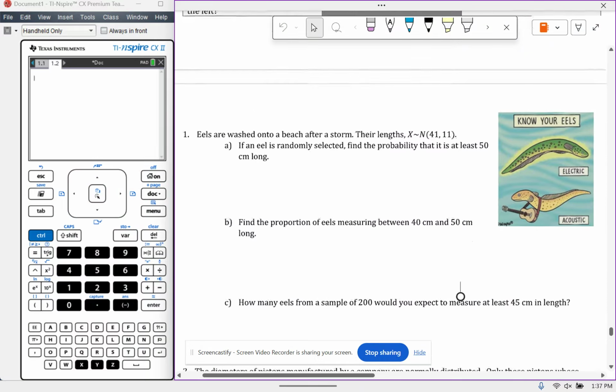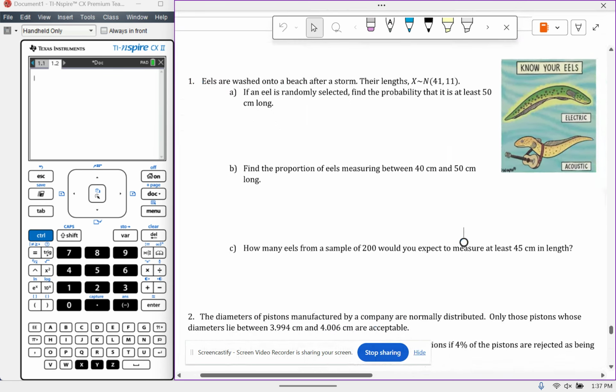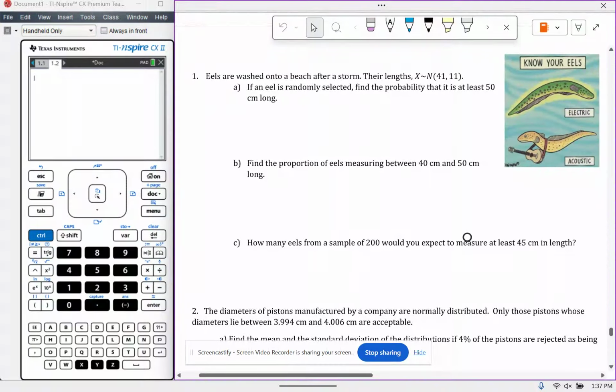I got confused. Hey, do you know your eels? Jacob, do you know your eels? Do you know the difference between an electric eel and an acoustic eel? No, it's a joke. Please laugh at my joke. Look, he laughed. It's funny. He's like, please stop, don't talk to me.